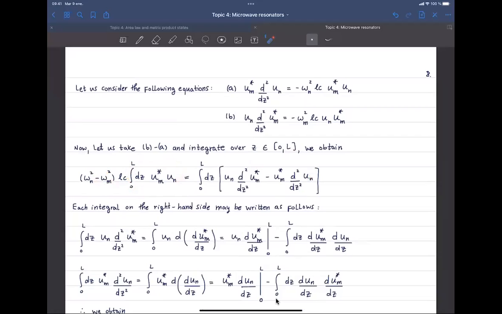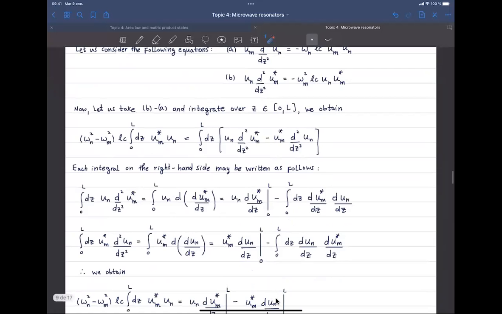And the trick here: pick the first integral here, and then you integrate by parts. Integrate by parts, and then you will obtain this quantity. And do the same for this part. So integrate by parts again, and obtain these equations we have here.